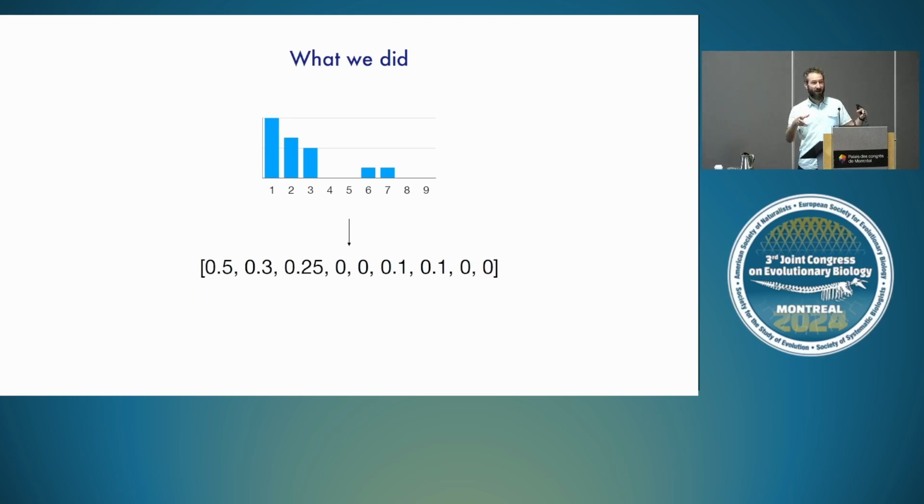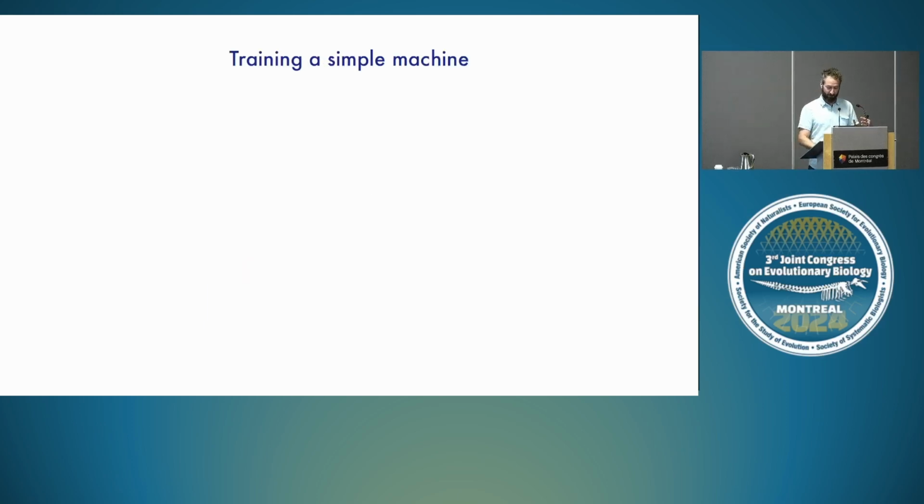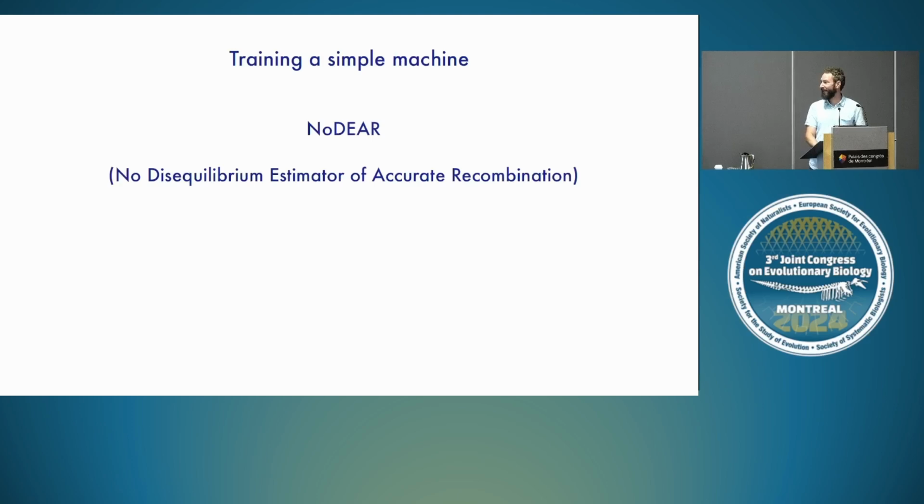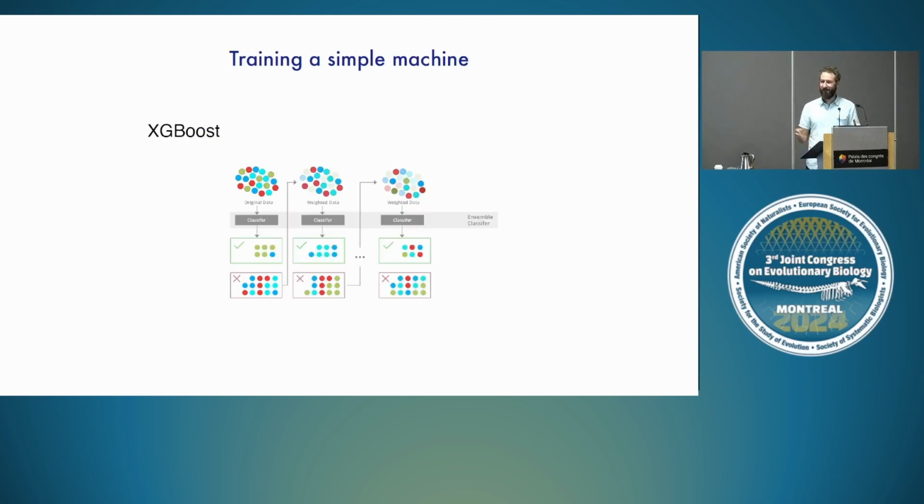It's just a normalized vector of allele frequencies. It has no idea where they are in this 50 kb window, or how many there are exactly. Then we trained our simple machine, which we call NoDEAR, no disequilibrium estimator of accurate recombination. And underneath the hood of NoDEAR is XGBoost, a very common machine learning model, which works great with vectors.